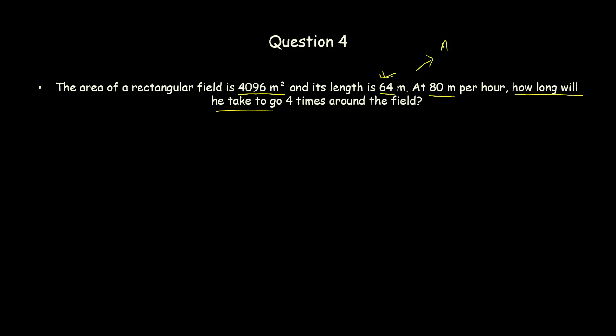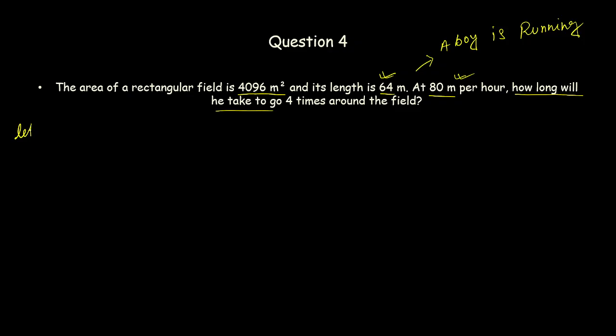A boy is running. Okay, a boy is running around that field. So for 4 times he will run around the field, and the speed is 80 meter per hour. So how much time he will take? So obviously around the field, that means obviously the perimeter, right? Not the area. So we need to calculate the perimeter. For perimeter we need breadth first, because length is given, breadth is not here. So let's figure out the breadth.